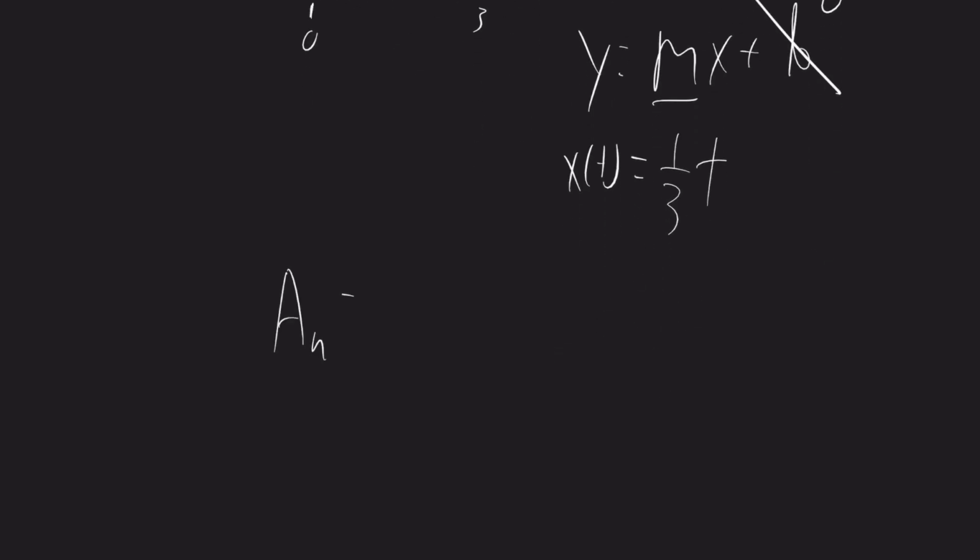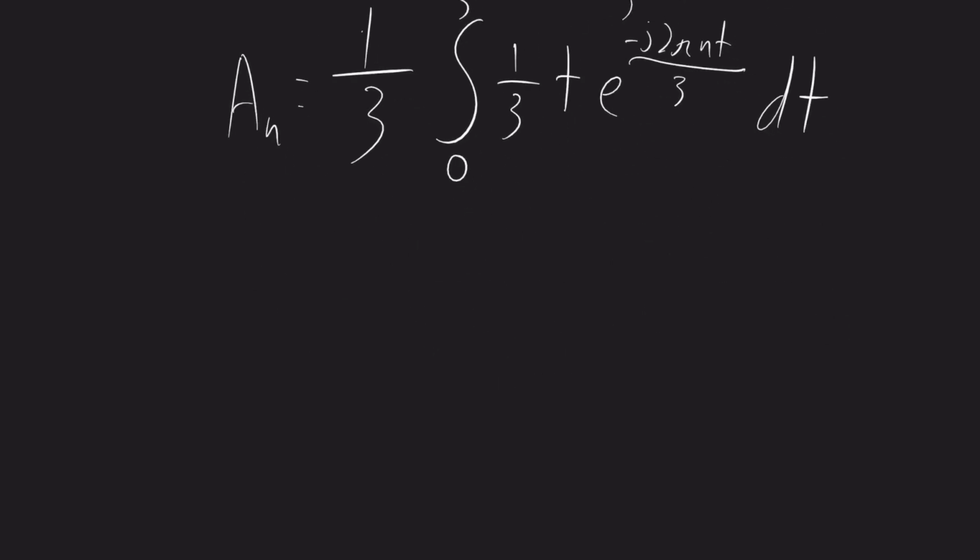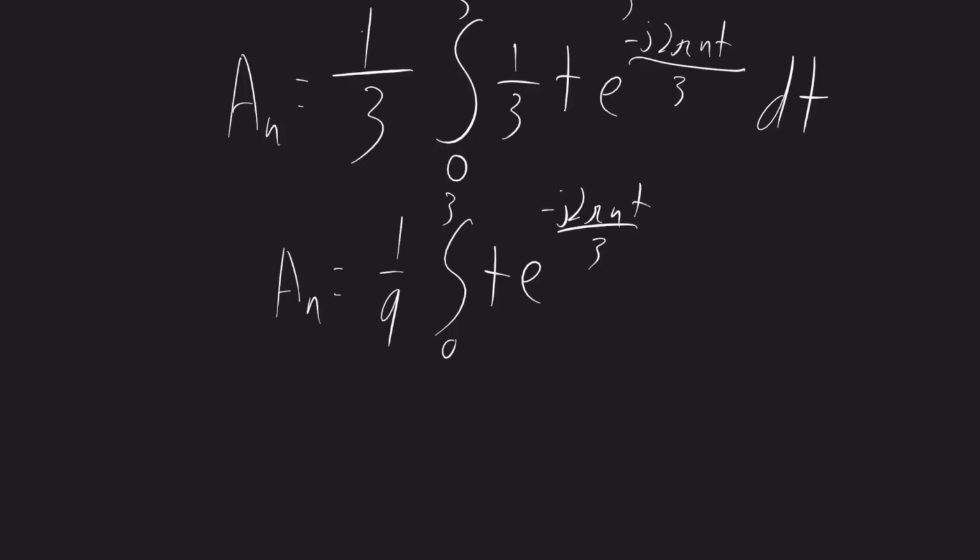So a sub n will be 1 over big T, which was 3 seconds, times the integral between 0 and 3 of x of t, which is 1/3 t, times e to the negative j 2 pi n t over big T, which again was 3, all with respect to time. We can pull this 1/3 on the outside. It'll be 1/9 times the integral from 0 to 3. And now we just have t e to the negative j 2 pi n t over 3 dt.